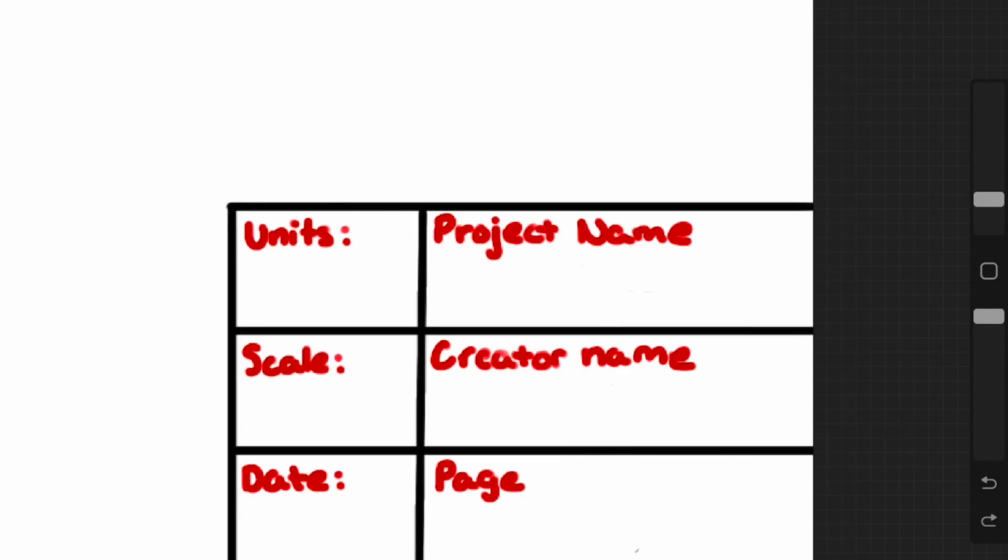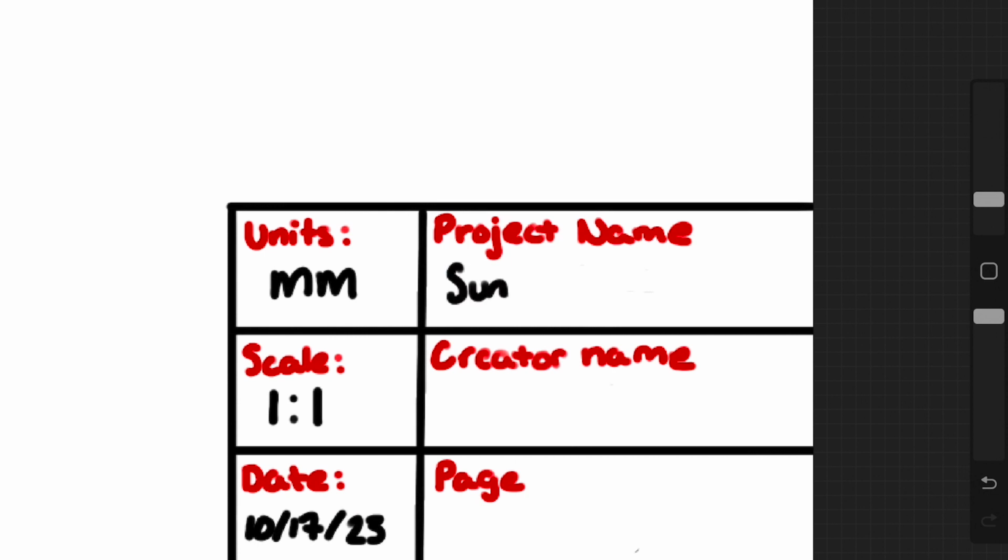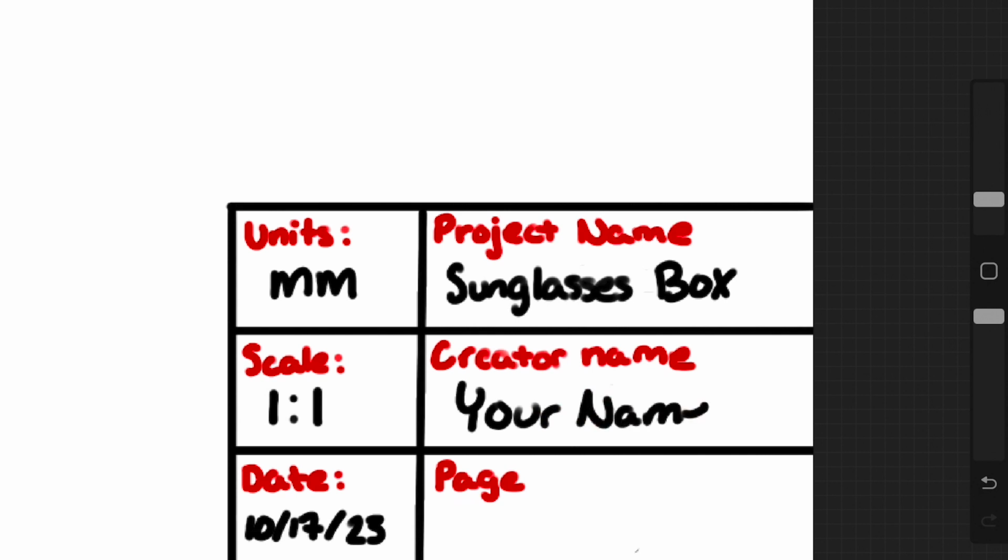Now we're going to create another drawing. This will require a brand new piece of paper because it's a brand new drawing. We still have to fill in the information, so our units are in millimeters, the scale is 1:1, the date, which is the day you've created this drawing, so for me it's 10/17/23, the project name, which for us is going to be the sunglasses box, the creator name, which is your name, and the page, which again, because we only have one page, it's 1/1.